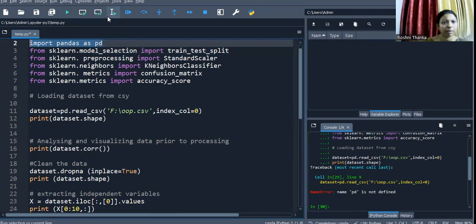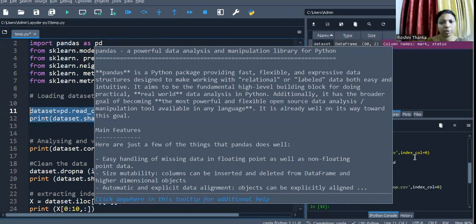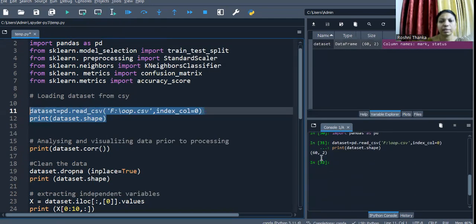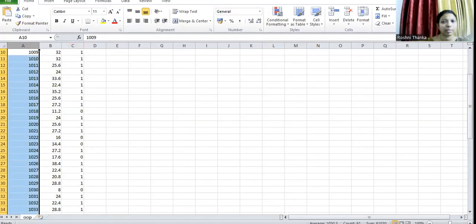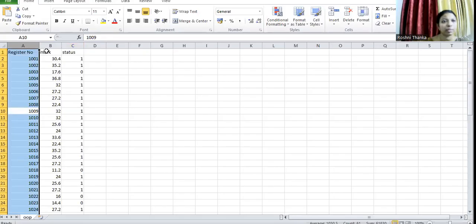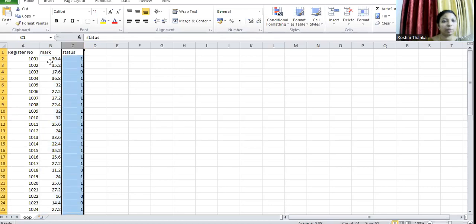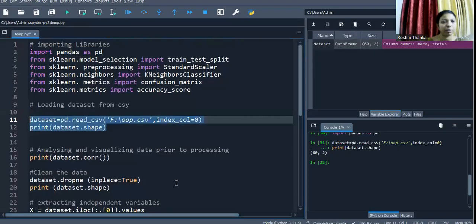Now let me first run this pandas library as well, and then I'm going to run it. If you run it, you can see I have 60 rows and 2 columns, because the first column I'm going to consider as the index column. That is why it is showing 2 columns. The 2 columns it is going to consider are the mark column and the status column. Based on the mark, it's going to say whether the student passed or failed. That is what it is going to do.